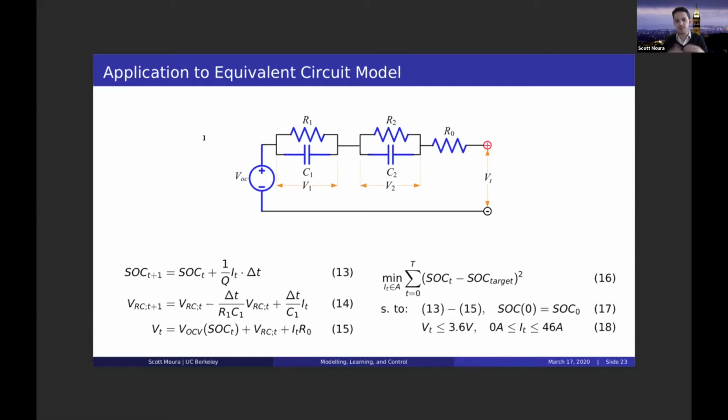So it's this type where we have two RC pairs and internal resistance in series. And the goal here is to go from some initial state of charge, like some low state of charge, to some target state of charge.